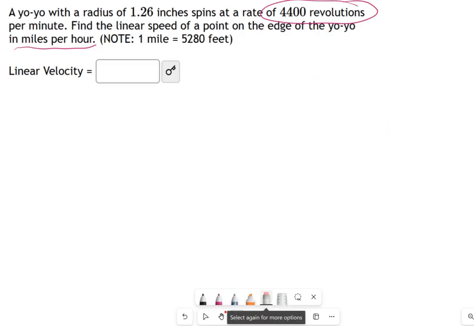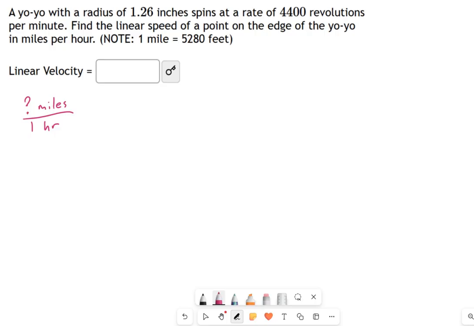So what we're going to do is set this up like a unit analysis problem. I tend to not do formulas if I can avoid them. I like to reason our way through this. So let's take the speed that we want, which is question mark miles per 1 hour. Okay, that's what I want the units of the answer to look like, miles per hour. And what I'm given is a very different speed. This is 4,400 revolutions, which I'm just going to call rev, divided by 1 minute.